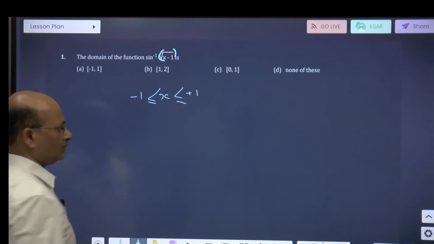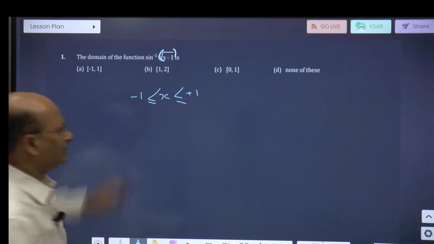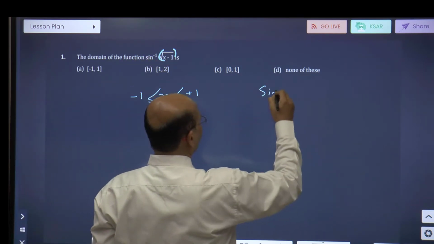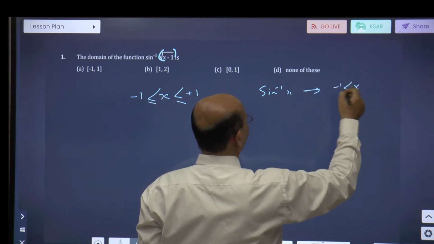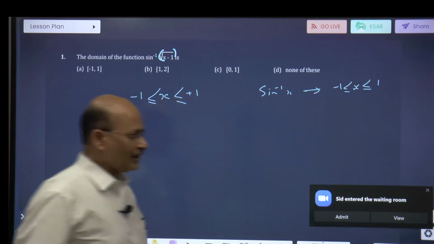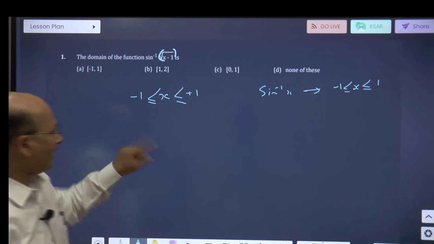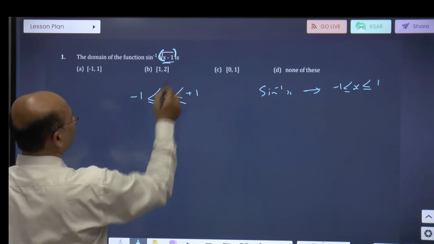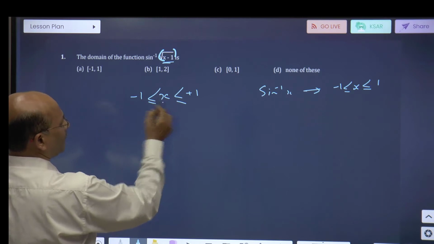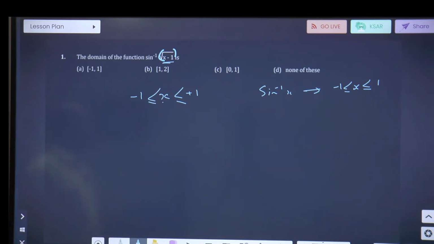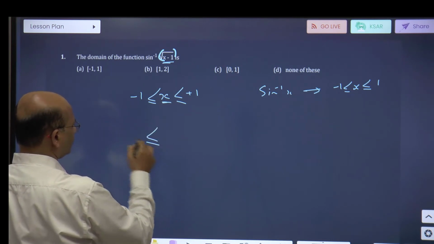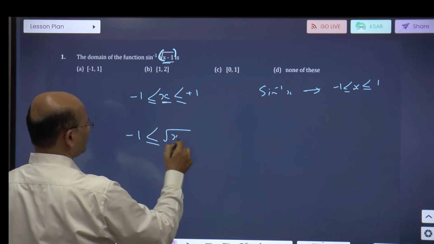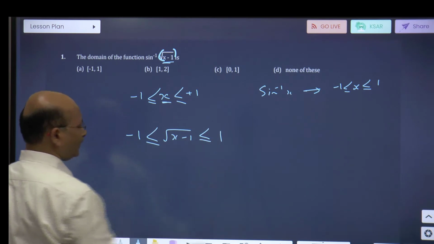Agree or not? The domain for sine inverse x is nothing but x greater than or equal to minus 1 and less than or equal to 1. Everybody knows this, right? Now the point is this x has been replaced by root of x minus 1. So it is like this: root of x minus 1 is less than or equal to 1.